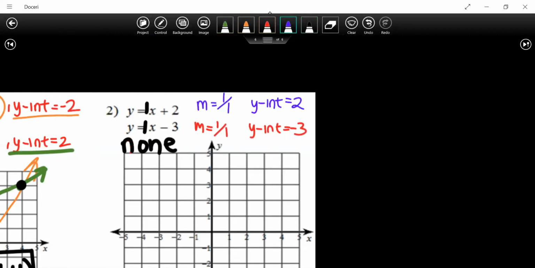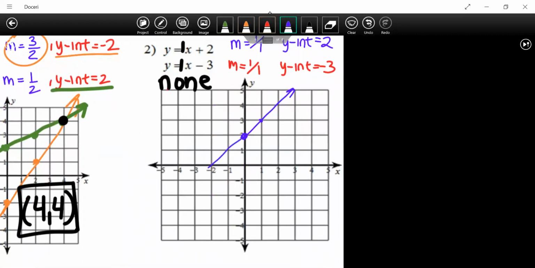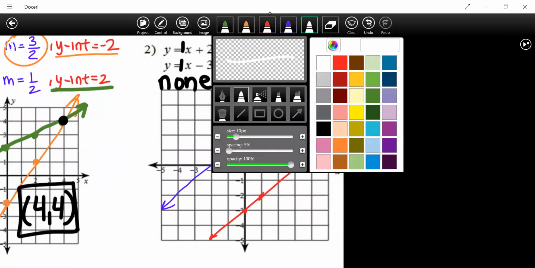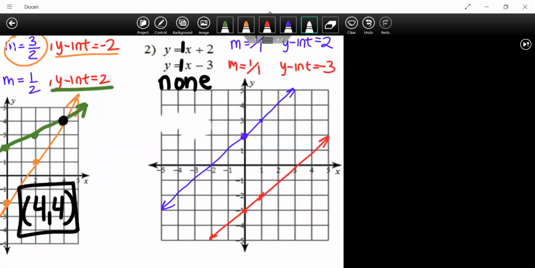If we're going to graph the top one, we go up 2, up 1 over 1. Try to graph this as accurately as I possibly can. There you go. Next one down below, we're just going to go down 3, up 1 over 1. And it makes sense. No solutions. It is a null solution. Probably not a null solution, but a non-existent solution.